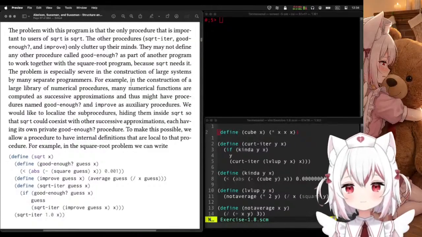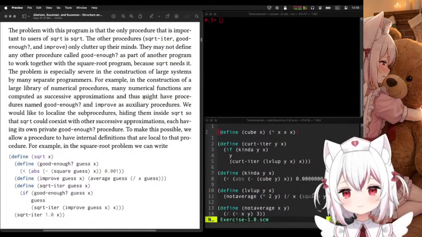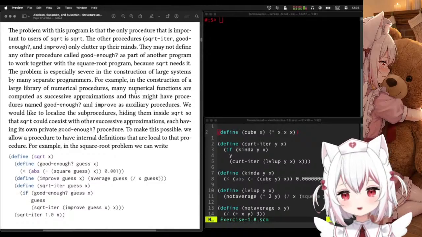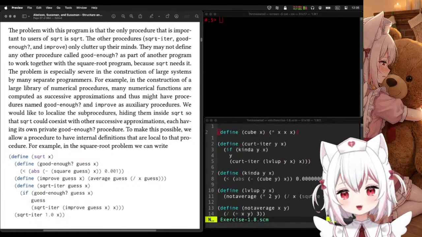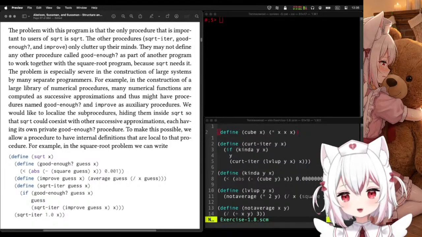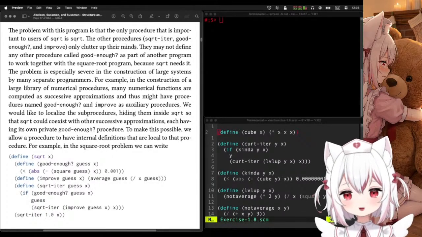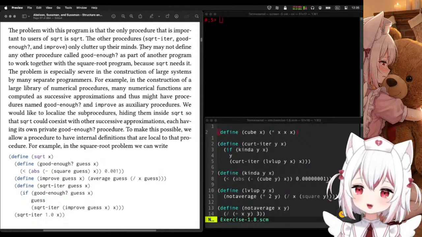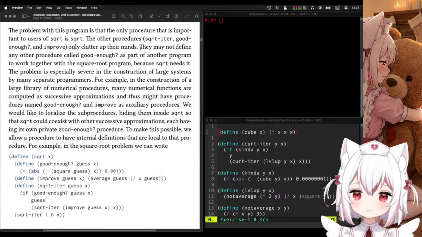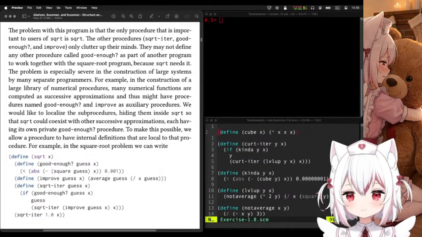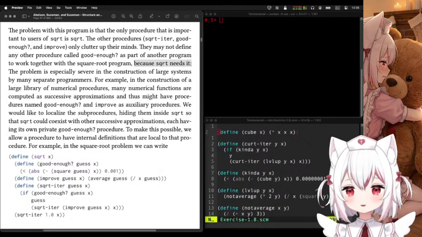The problem with this program is that the only procedure that is important to users of square root is square root. The other procedures, square root iterator, good enough, and improve, only clutter up their minds. They may not define any other procedure called good enough as part of another program to work together with the square root program because square root needs it.